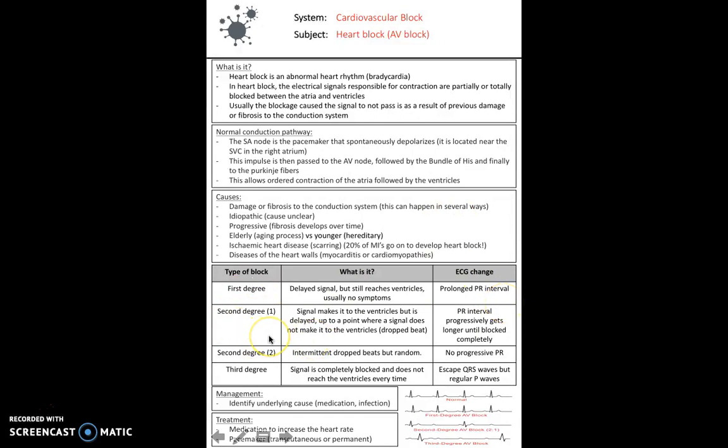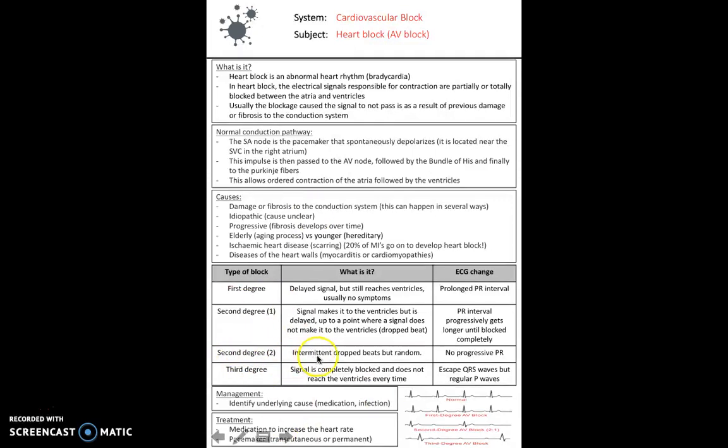Then there's second degree heart block, and this can be split into two. So second degree part 1 essentially is where the signal still makes it to the ventricles as it does in first degree, and it's delayed up to a point where the signal does not make it to the ventricles, and we call this a dropped beat. So the PR is progressively getting longer until it's blocked completely at a point, and then it starts again, and then it's dropped again at another point.